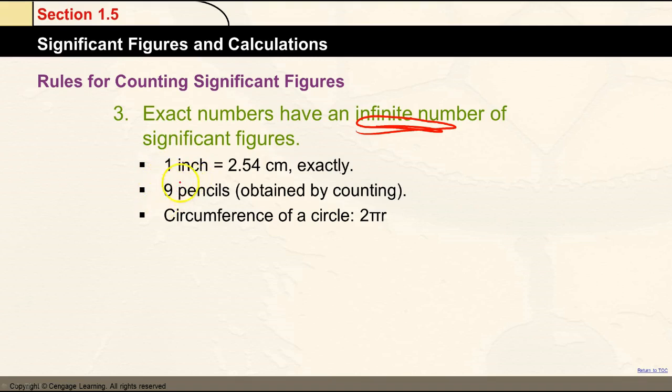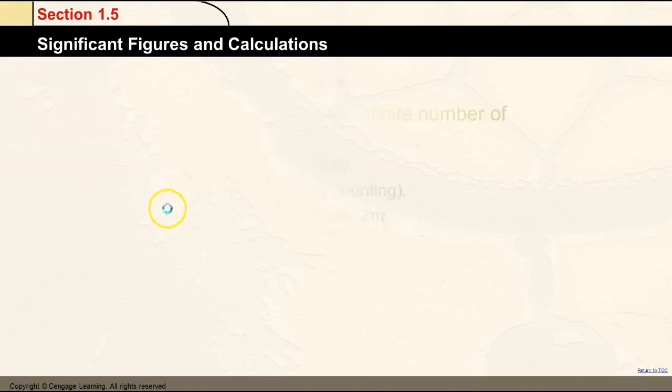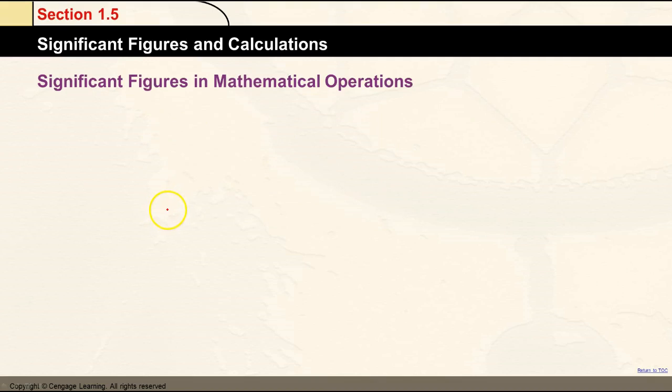A few other examples would be like counting 9 pencils. You know that there are 9 pencils on the table because you counted it. So you don't say there's one significant figure, there's an infinite number of significant figures. Now let's move on to our calculations.